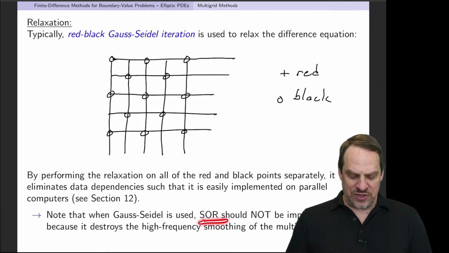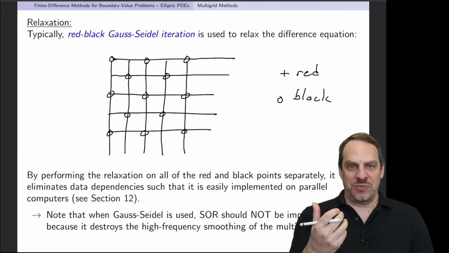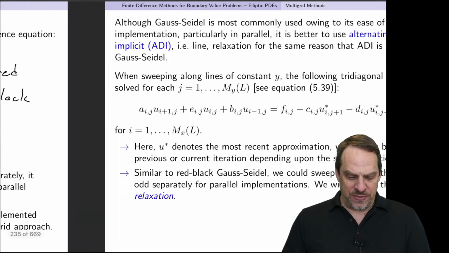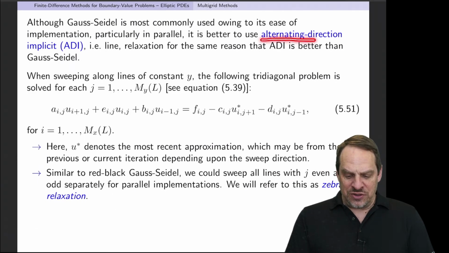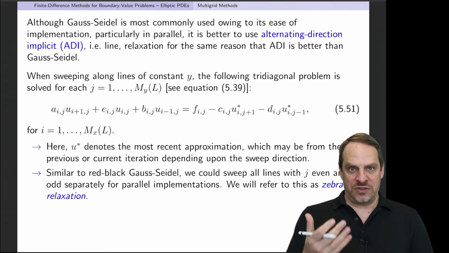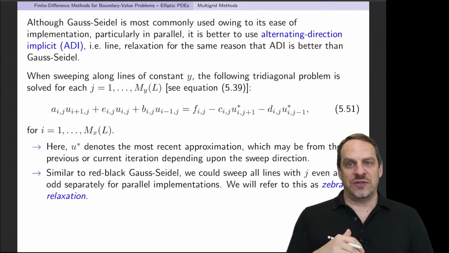Notice you would not use the SOR. The multigrid technique itself is doing the acceleration. There would kind of be a tug of war between them. And just as we said that alternating direction, or the ADI method, is more elliptic-like and better because of that than Gauss-Seidel, the same is true within the context of the multigrid framework.